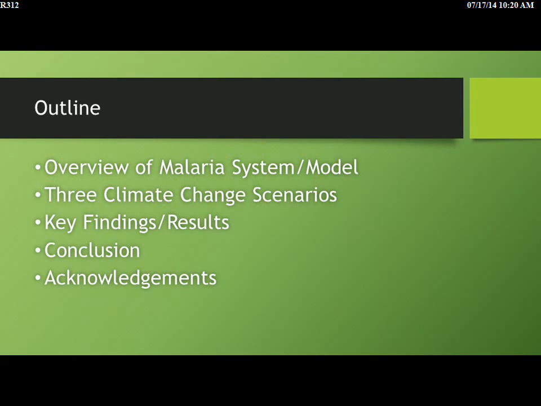So today this is the outline we're going to follow. I'm going to talk a little bit about the malaria system and the model that we've developed for that. We're going to talk about 3 different climate change scenarios that we evaluated. There's not complete agreement in what's going to happen in the future, as I'm sure you're all aware. And then what that means, and then try to wrap things up.